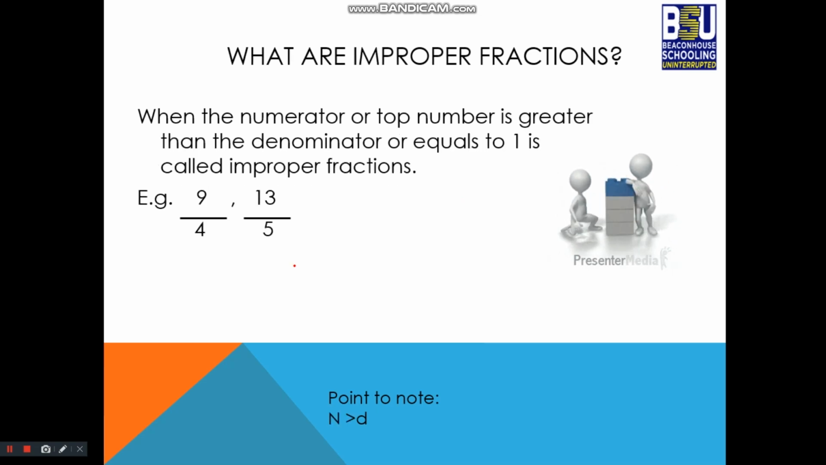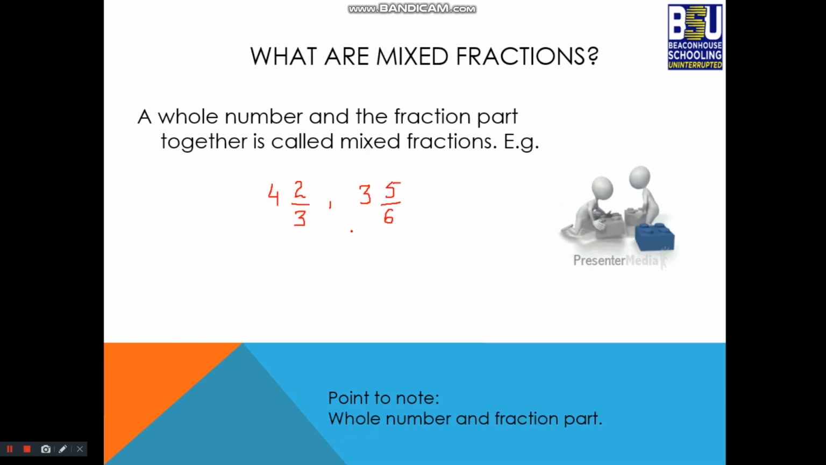Next is the improper fractions. An improper fraction is the opposite of a proper fraction. In a proper fraction, the numerator is smaller than the denominator, but here the numerator is greater than the denominator. You can see numerator is 9, denominator is 4. This point you have to remember. When the numerator is greater than the denominator, that is called an improper fraction, or equal to 1. If it equals 1, that is also called an improper fraction. For example, 4/4. This is also an improper fraction.